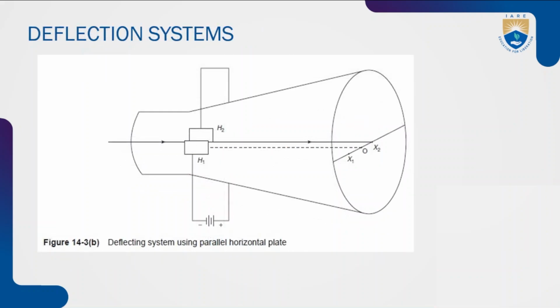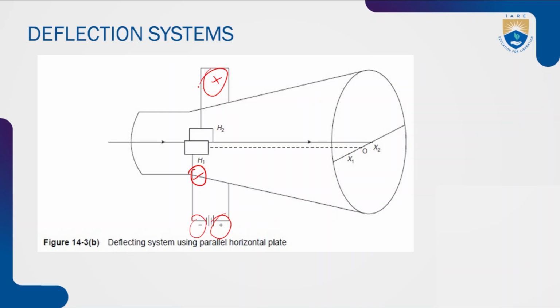This is the horizontal deflection system. The cathode ray oscilloscope consists of a CRT. In that CRT, we have vertical and horizontal deflection systems. In this horizontal deflection system also, we have one set of horizontal deflection plates. In this set, one plate is connected to positive potential and the other is connected to negative potential. In this case, H1 is connected to negative potential and H2 is connected to positive potential.